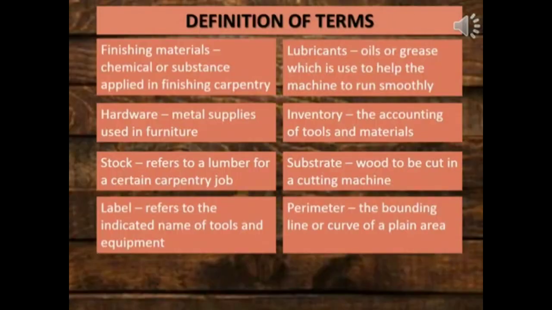Definition of terms. Finishing materials, chemical or substance applied in finishing carpentry. Hardware, metal supplies used in furniture. Stock, refers to a lumber for a certain carpentry job. Label, refers to the indicated name of tools and equipment. Lubricants, oils or grease which is used to help the machine to run smoothly.